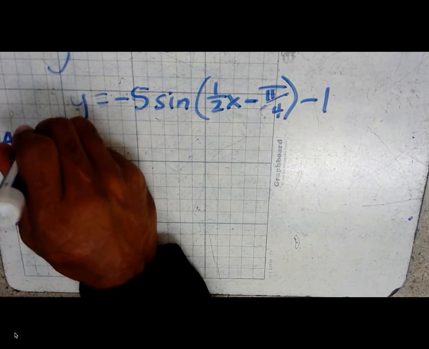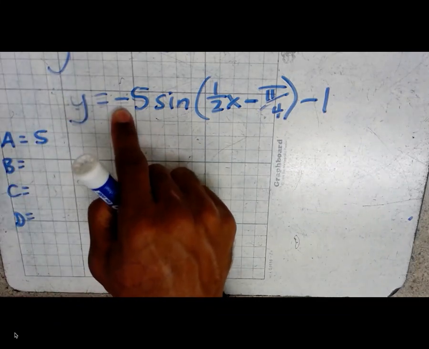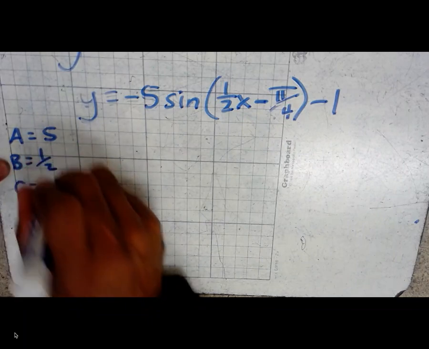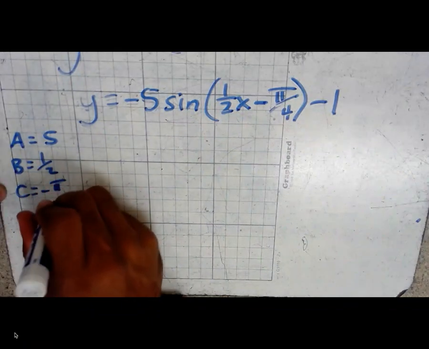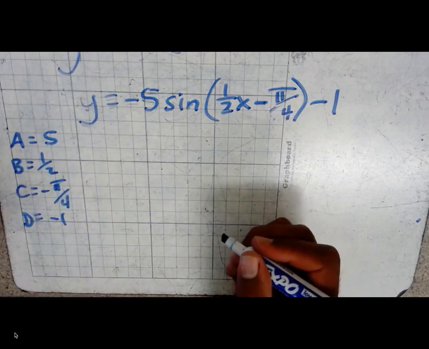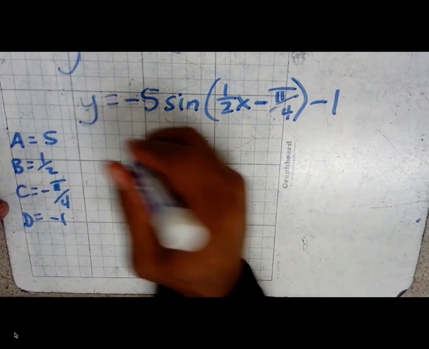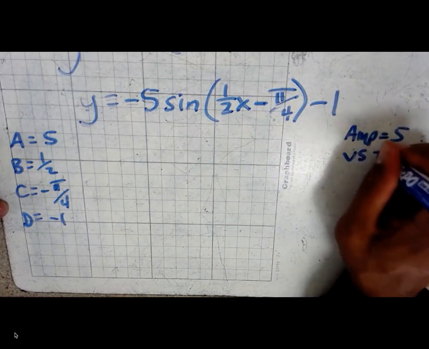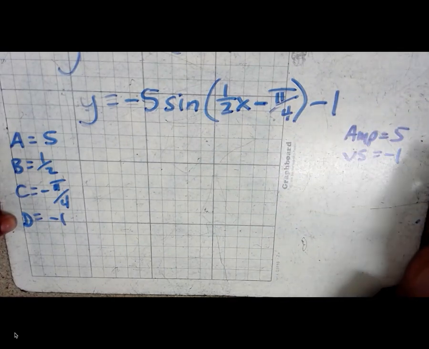Your A is going to be 5. Remember, don't include the negative. Negative doesn't affect your A or amplitude. B is going to be 1/2. C is going to be minus pi over 4. And then D is -1. Okay, I'm going to start off by writing down the amplitude, which is 5. The vertical shift goes down 1 or -1.